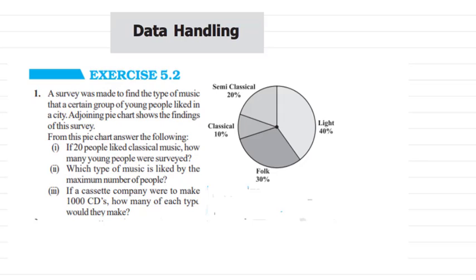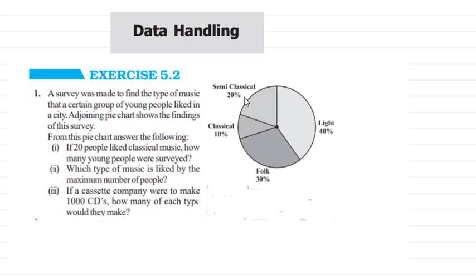Here I've taken a few questions from the topic data handling. These questions are from class 8, exercise 5.2 NCERT. As you can see, question number 1: a survey was made to find the type of music that is liked by a certain group of people.